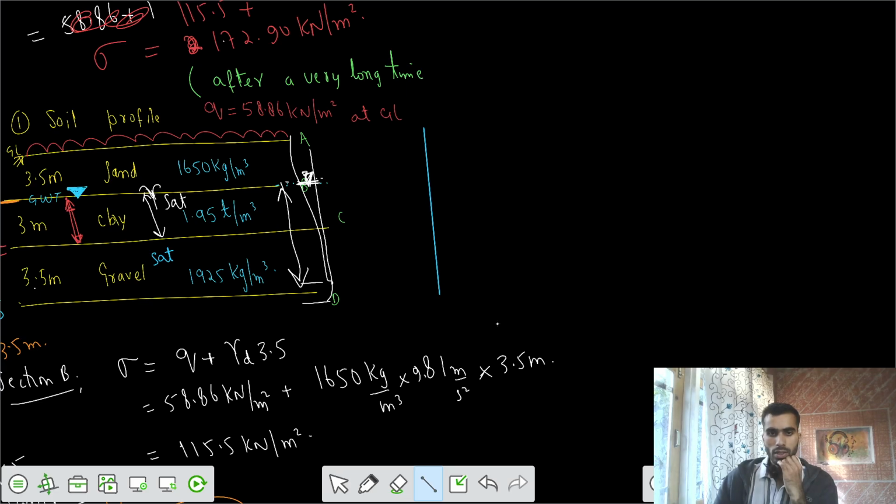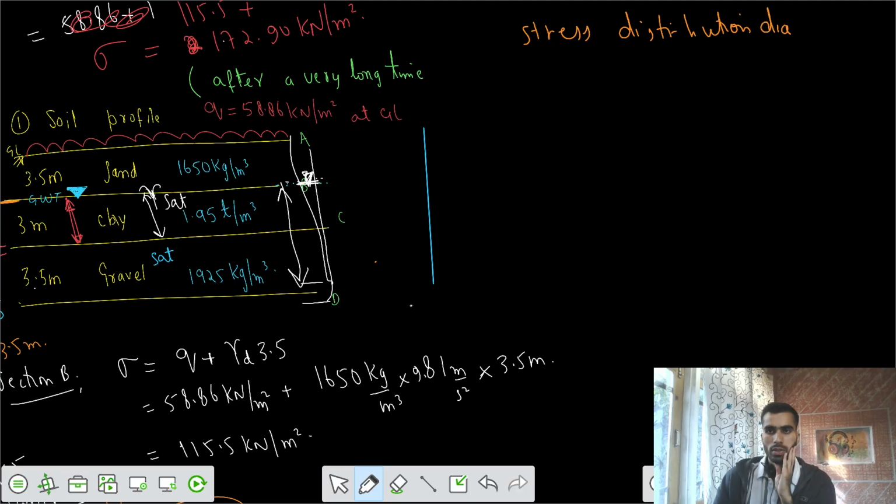I would say this is your initial reference line. There is one more. Let's go for the total stress. Let's try to draw the stress. We would call this one the stress distribution diagrams. So let's go for the first case, when we are calculating the total stress diagram. What is the total stress at the point A?